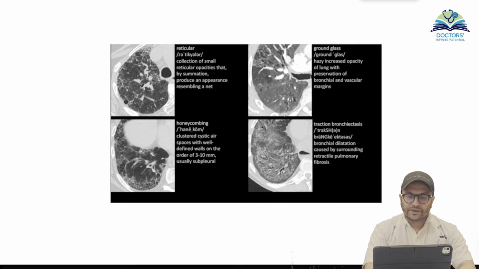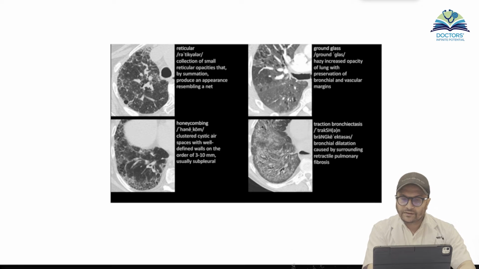This image collectively shows all these terms in one slide. Reticular opacities, these linear structures, the net-like appearance of interstitial thickening, is known as reticulation. This is honeycombing, which is a cluster of cystic air spaces with well-defined walls, on the order of 3 to 10 mm, in the subpleural space.